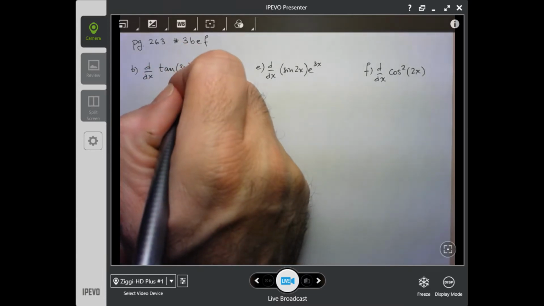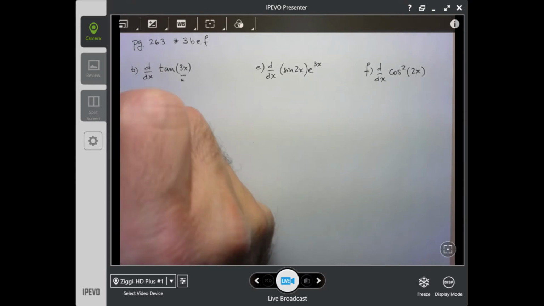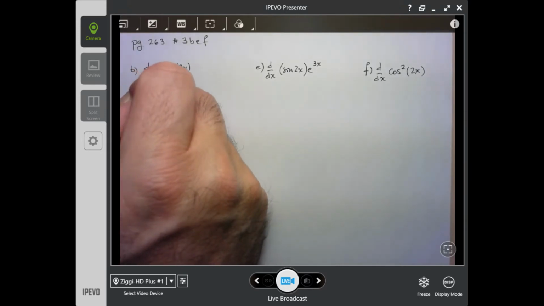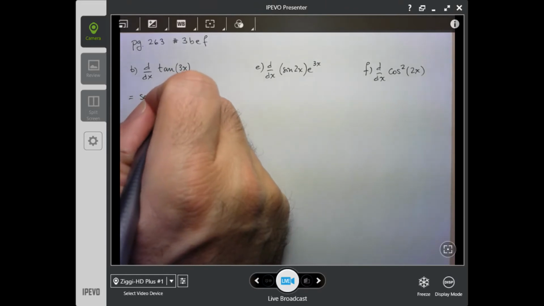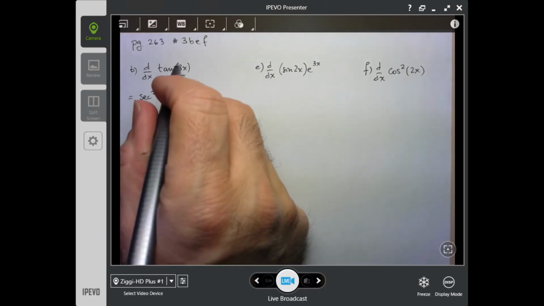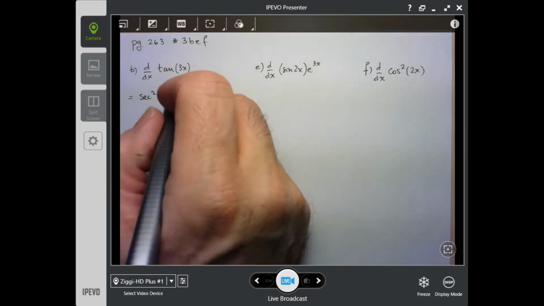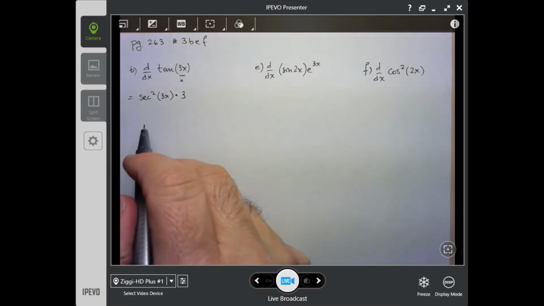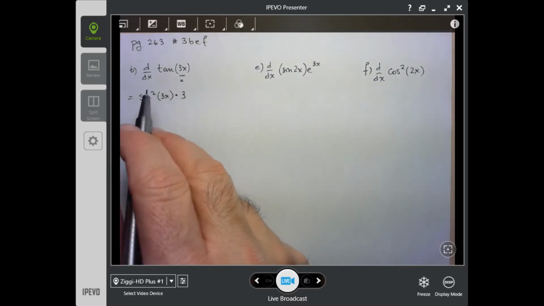So this is going to be my u. First thing I do is I take the derivative of tan u, which is secant squared u. So secant squared of 3x, and then I have to multiply that by the derivative of u with respect to x. So the derivative of 3x is just 3. I'm not really going to go out of my way to simplify these here. All right, so that's it for b.